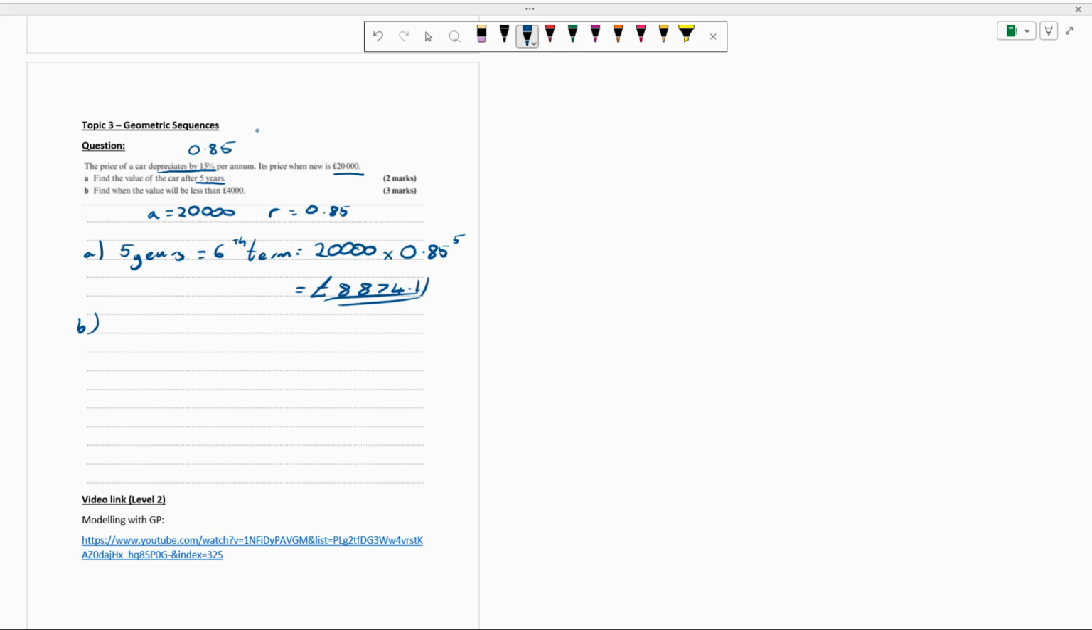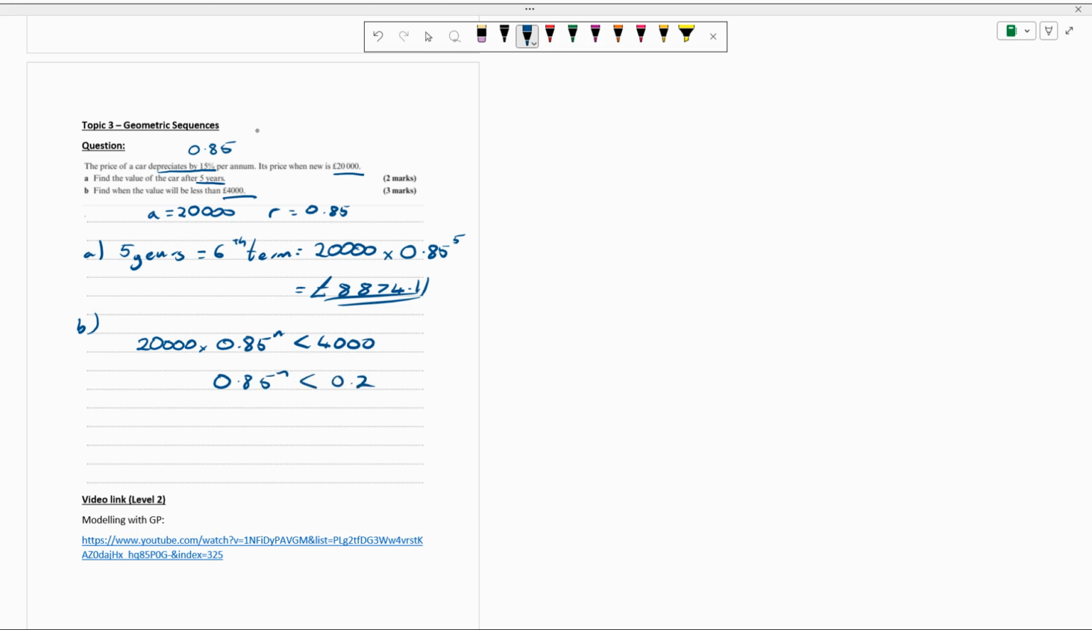So find the value when it's less than 4,000. Okay, so I don't know my n here. So I'm going to try and form something here. What I would have done is 20,000 times 0.85 to some power, and I want that to be less than 4,000. So I'm slowly going to rearrange it. Let's divide by 20,000. So I get 0.85 to the n being less than 0.2.